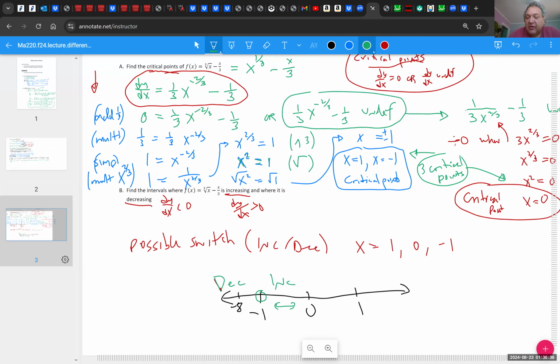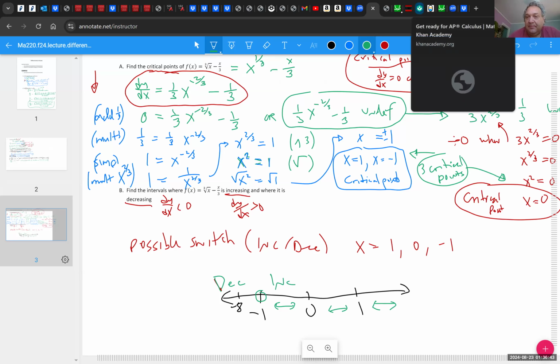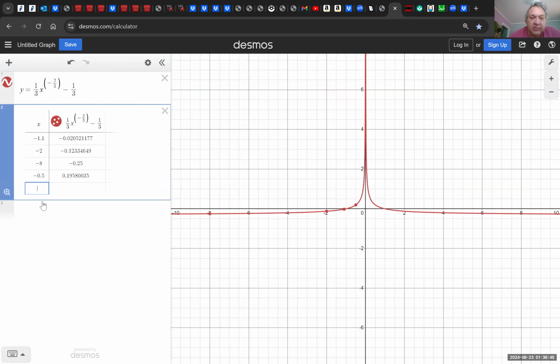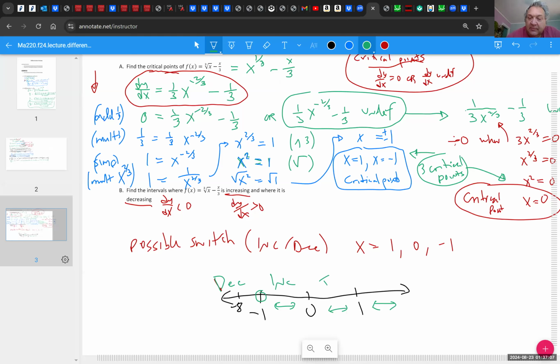What about at 0? So I need to try a number between 0 and 1, and I'll need to try a number that's bigger than 1. So I'll try those both. Here's a number which is bigger than 0, but not as big as 1. And here's a number that's bigger than 1. So you notice that when x is 0.5, the derivative is positive, and when x is 2, the derivative is negative. So this is going to be positive or increasing, and this is decreasing.